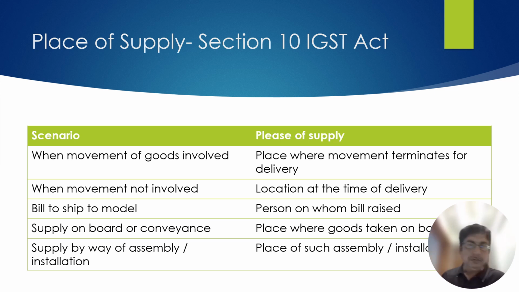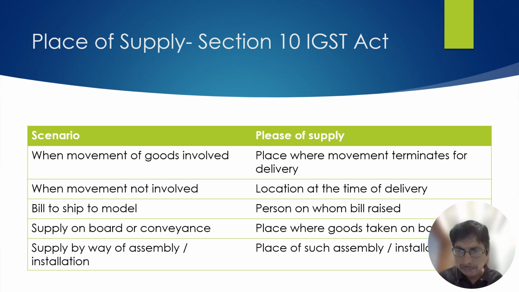Now, the fourth scenario is supply on board a conveyance. The place of supply of the goods taken on board a conveyance. Let's take an example that you are flying Jet Airways from Tamil Nadu to Delhi and you order food. A packed food is given by the air hostess to you.